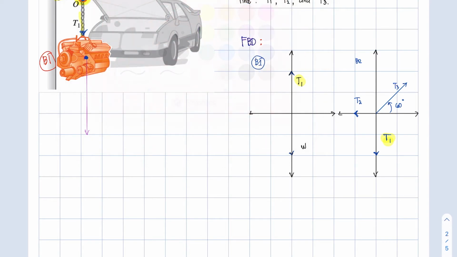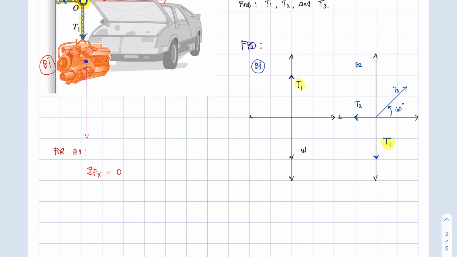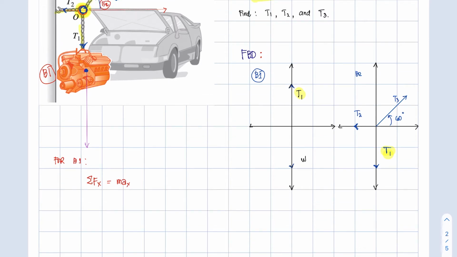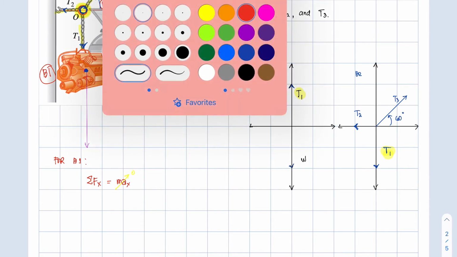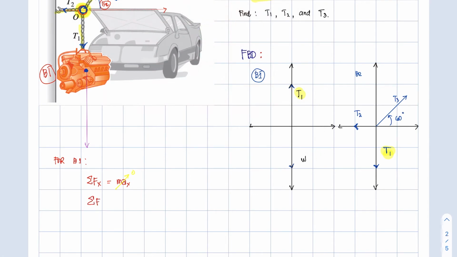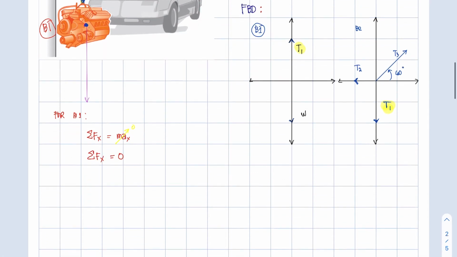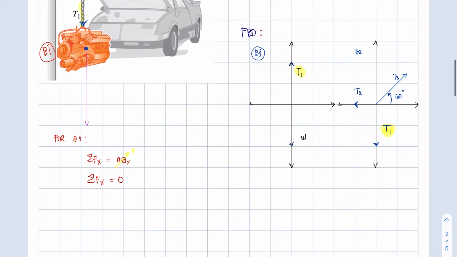Okay, so the next step, since we have already established our free body diagram, is to set up the equations. For B1, I will have the sum of the forces along the x-axis equal to 0. Or before that, let me put m acceleration along x. We know there is no motion along x with respect to the engine since that is our body 1. So what happens to our ma will just be 0. Therefore, I will not have any equation along x. So it is just 0. So first, the sum of the forces along x will be 0 with respect to body 1.